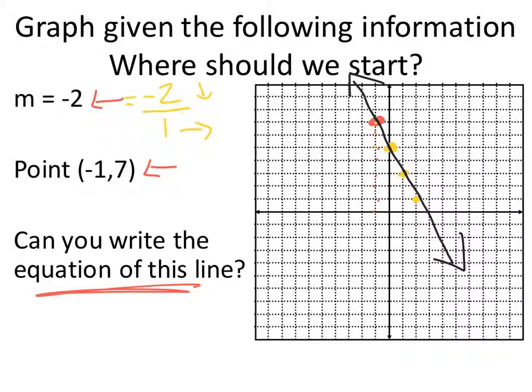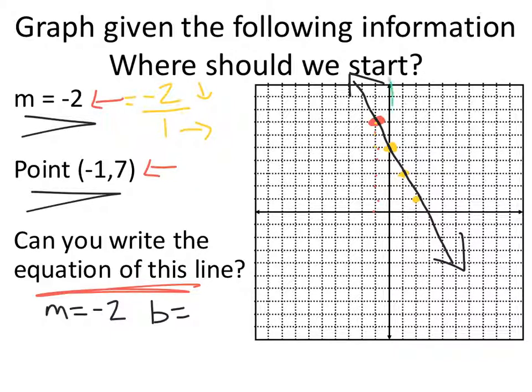We graphed it using a random point and our slope. Can we write the equation of this line now? Because remember, we need our m and we need our b. It gave us our m already, which was nice. And it looks like we were able to figure out what our b was when we graphed it.